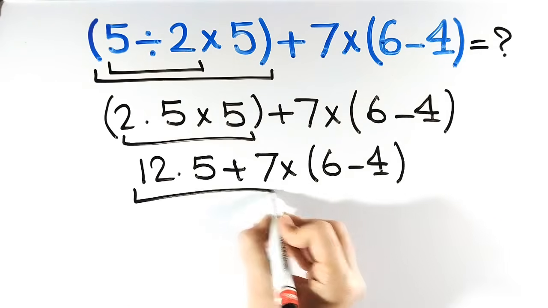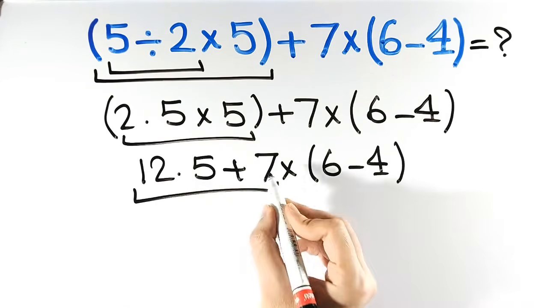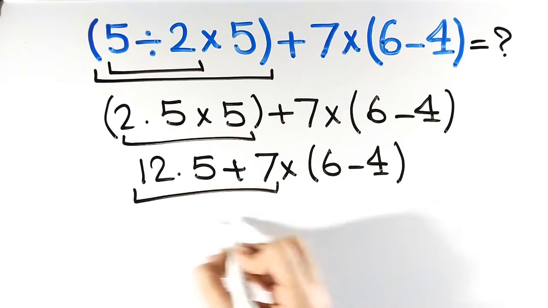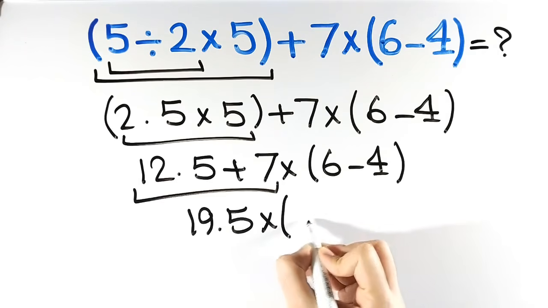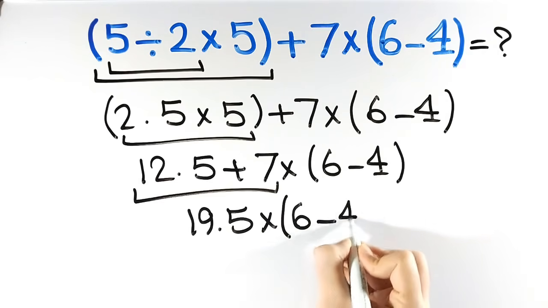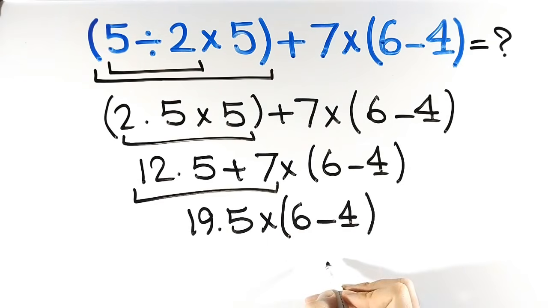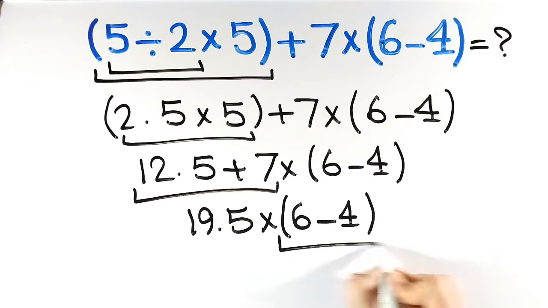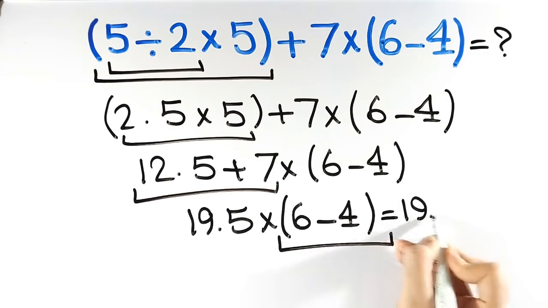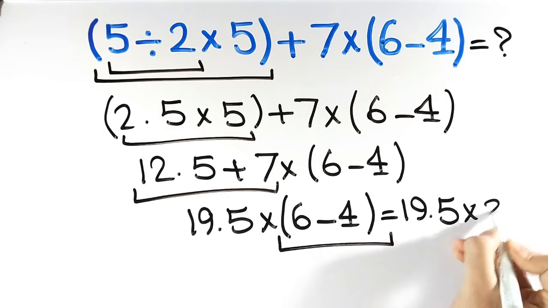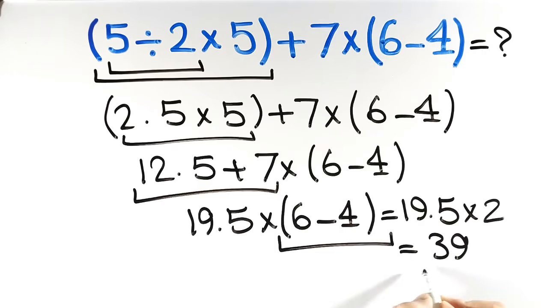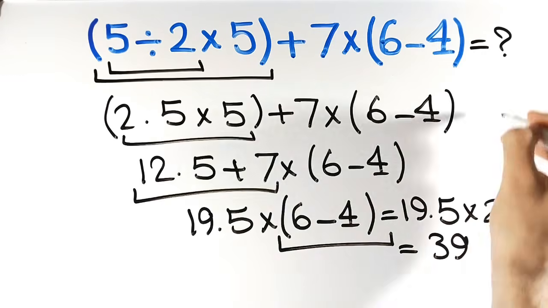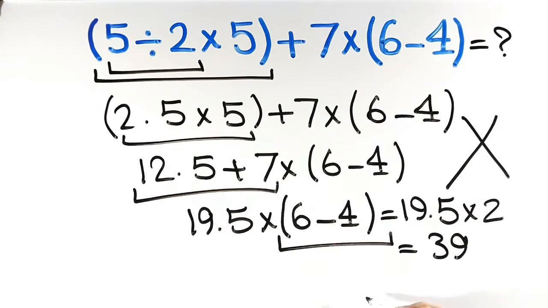Then they go for the addition between 12.5 and 7 and write this expression as 19.5 multiplied by open parentheses 6 minus 4 close parentheses. Next, they go to the expression inside the parentheses and write this expression as 19.5 multiplied by 2, which finally gives them the answer 39. However, this answer is absolutely wrong.